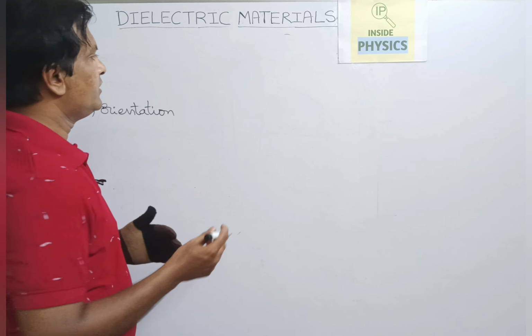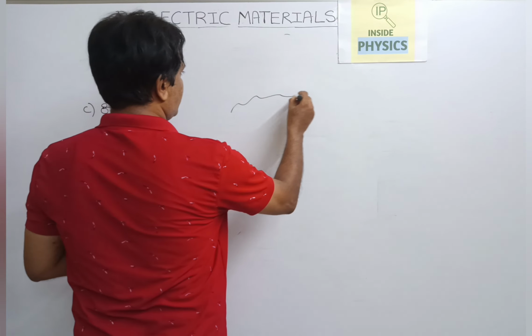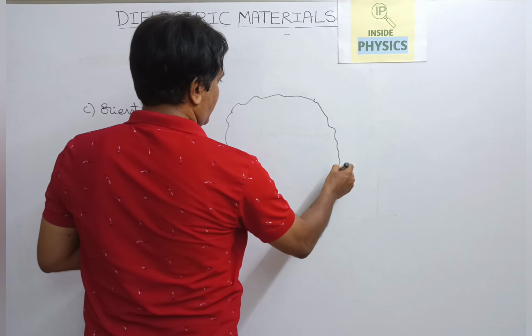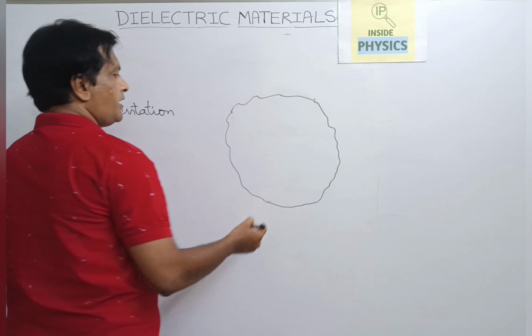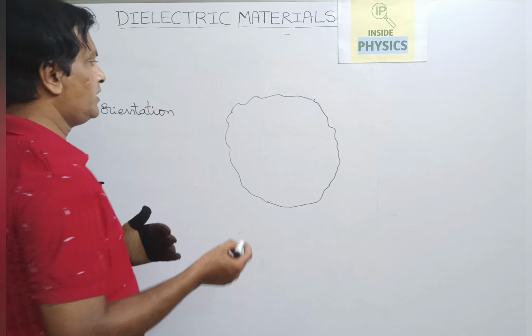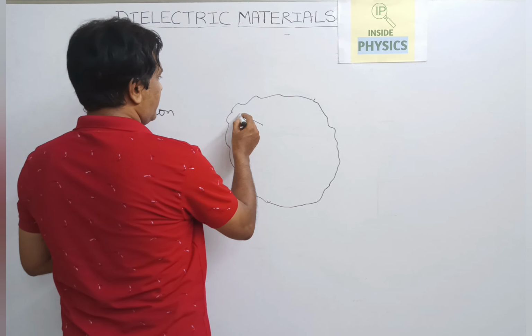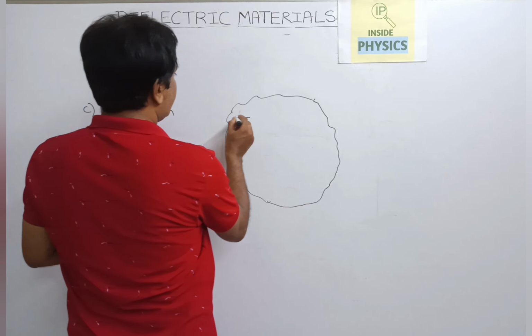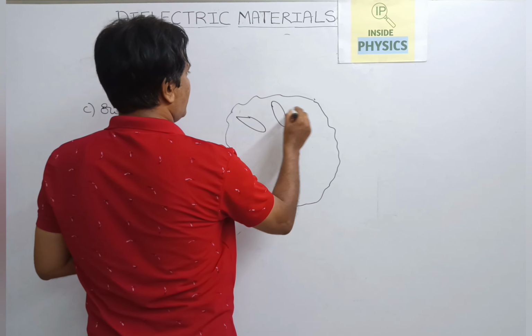Here, if you consider a picture of a material where all the molecules, that means dipoles, as we will call them, are oriented in a random way. They are oriented in all directions.